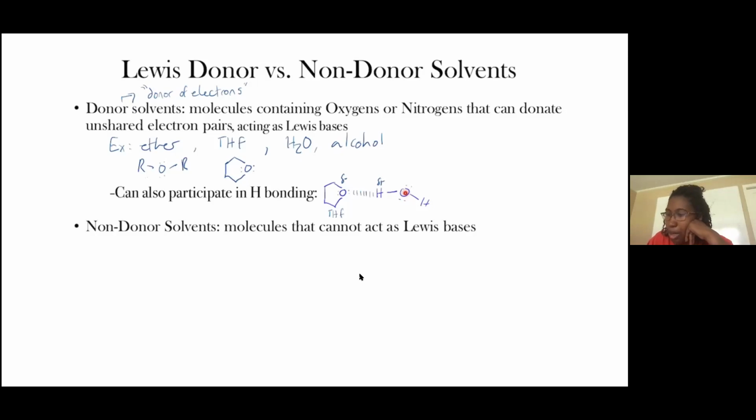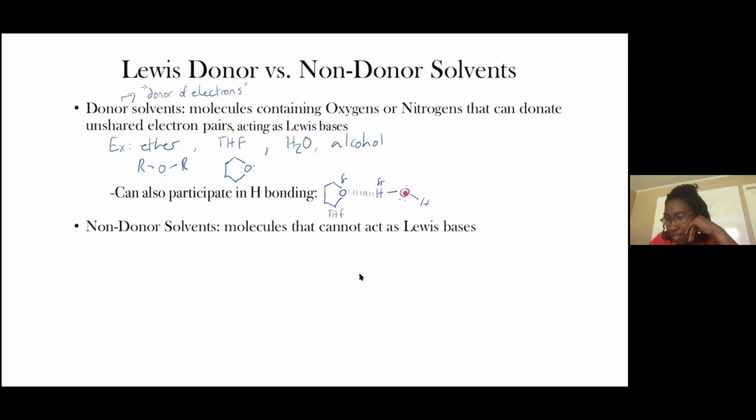Now, Lewis donor solvents can participate in H bonding just like the protic solvents can. But because they have that unshared electron pair, they're not donating the hydrogen. So I've drawn examples showing how THF could hydrogen bond if there's another water molecule in solution as well. Similarly to before, we have our oxygen with a partial negative charge, our hydrogen bond is represented by these dashes here, and then we have a partial positive charge on the hydrogen in the water molecule.